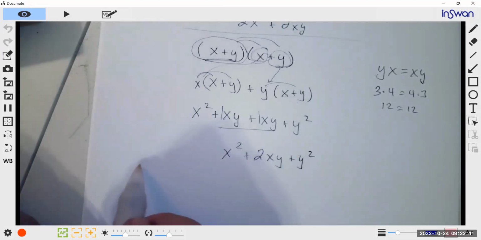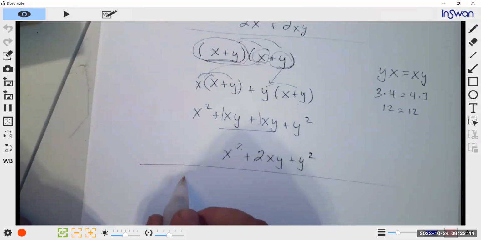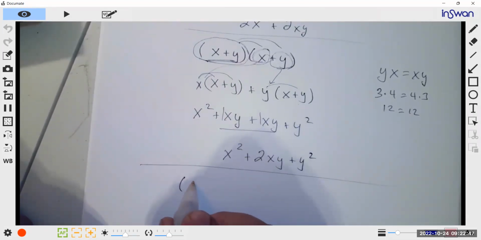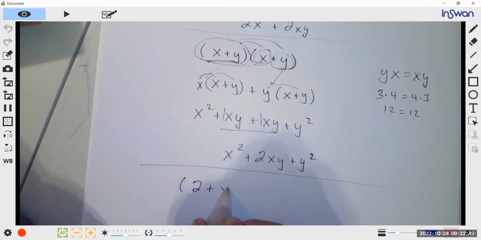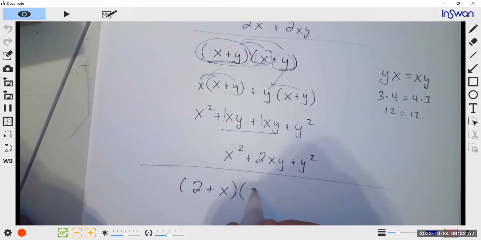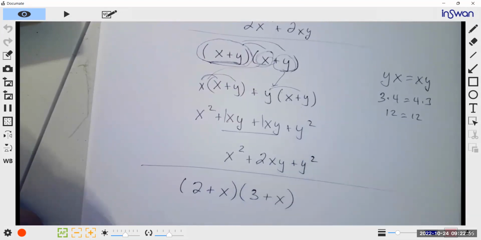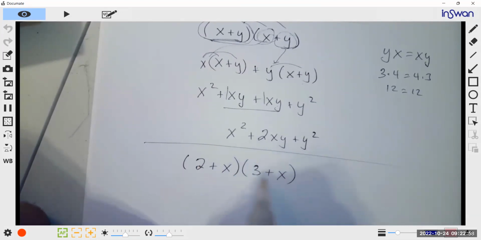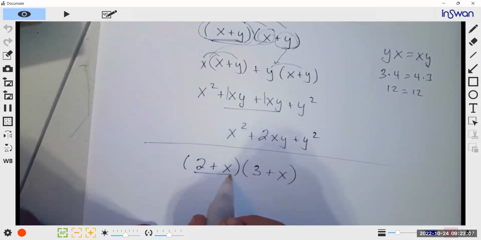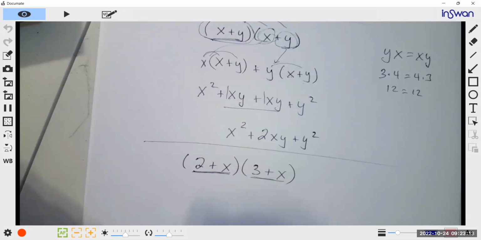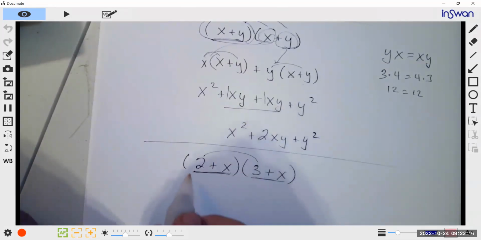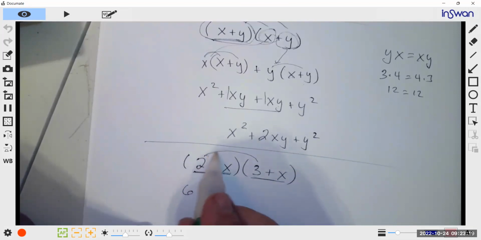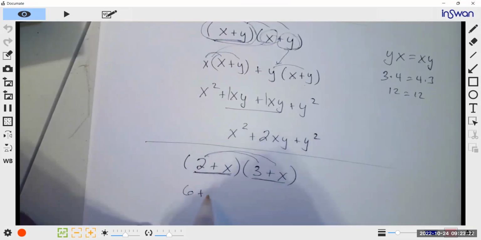Okay, so that's what's going on. You're taking the first polynomial and multiplying it to the second. What that means is every term in the first polynomial multiplies to every term in the second. So positive, positive, positive. 2 times 3 is 6. Positive times positive is positive. 2 times x is 2x.